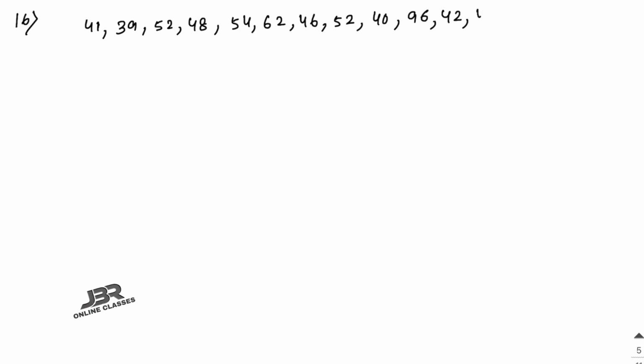Now next one, sum number 16. In a science test given to a group of students, the marks scored by them out of 100 are 41, 39, 52, 48, 54, 62, 46, 52, 40, 96, 42, 40, 98, 60, 52. So first you have to rearrange these.